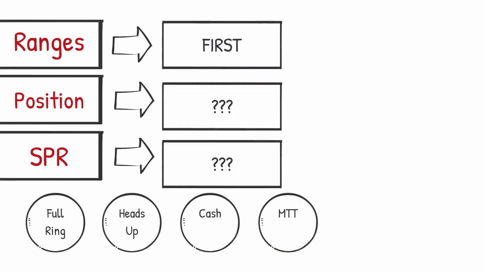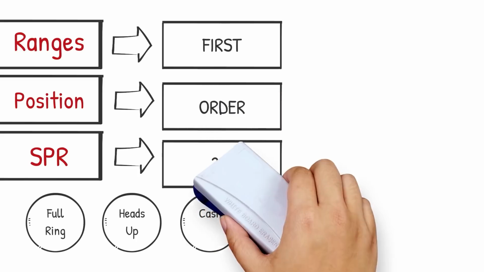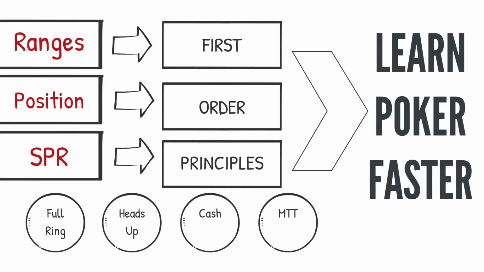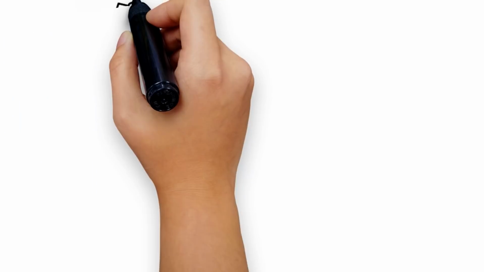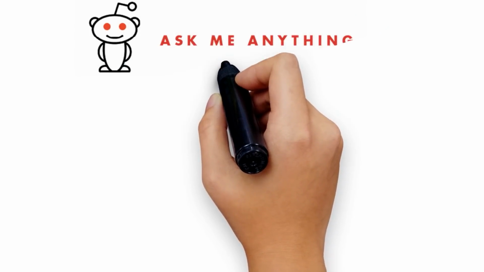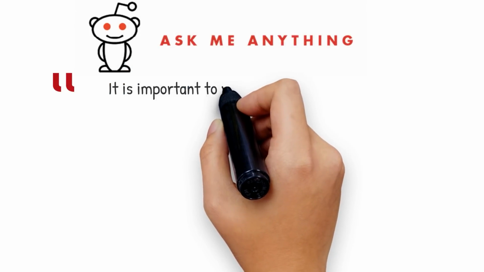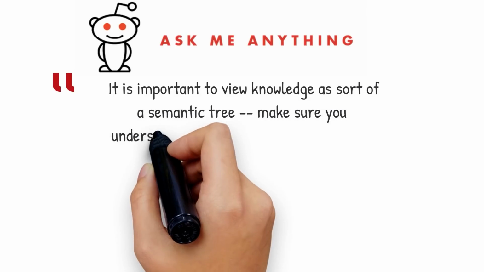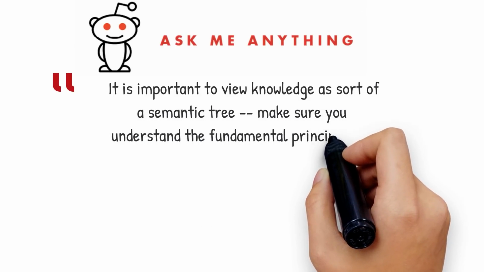The primary mission of GTO Check is to uncover these fundamental principles, because understanding them will improve your ability to efficiently learn poker. And this axiom isn't just true in the context of poker, it's universal to the acquisition of any type of knowledge. But you don't just have to take my word for it. When asked how he has been able to master a variety of complex subject matter so quickly, one of the most prolific learners of our time replied, "It is important to view knowledge as sort of a semantic tree.